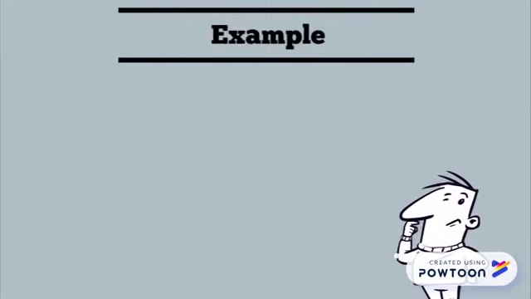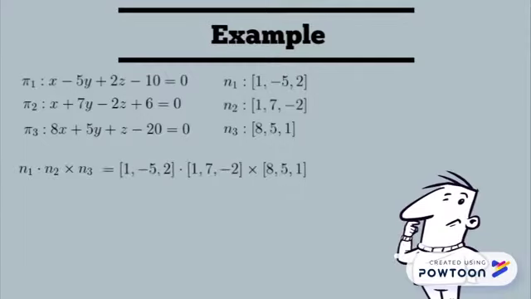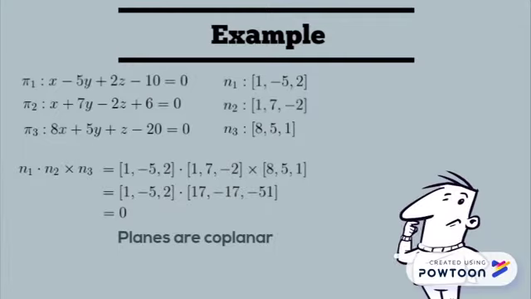Here's an example of the whole process if the volume test equals 0. We have three planes, and we have the normals. We can already see none of the normals are parallel. Therefore, none of the planes are parallel. We next want to know if the normals are coplanar. We'll use the volume test, starting with the cross product of n2 and n3, which equals 17, -17, and -51, and dot product that with n1 equals 0.